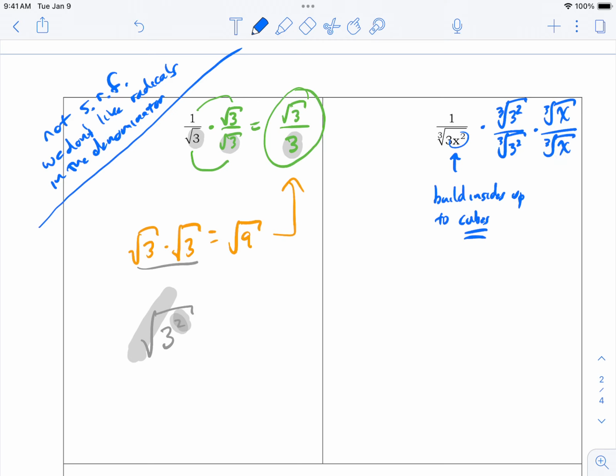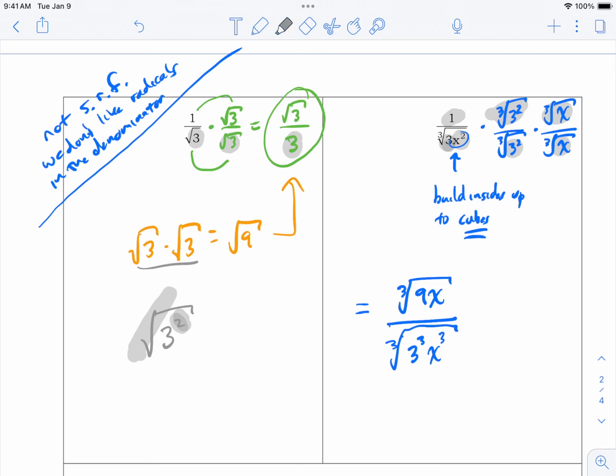X squared times x gives me an x cubed. So here's the action. On the top, I've got the cube root of these two things times 1. So on the top, I've got the cube root of, I might as well call it 3 squared or 9, and an x. Both under the cube root. That's a 9 and an x under the cube root. On the bottom, I've got cube root of all this stuff multiplied together. I got a 3 times a 3 squared makes a 3 cubed. And I've also got an x squared times an x makes an x cubed.